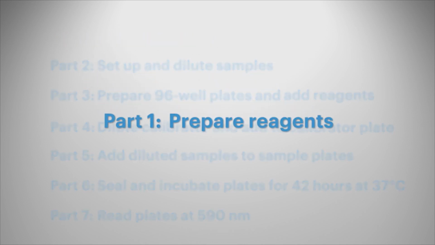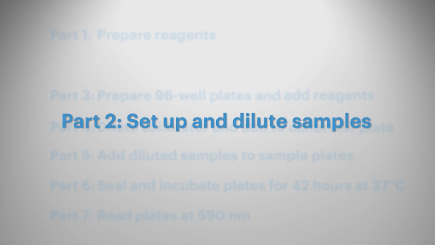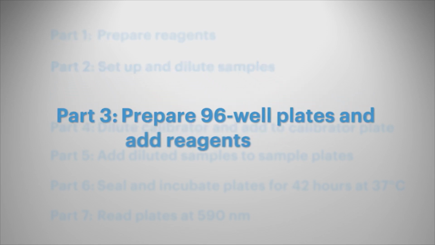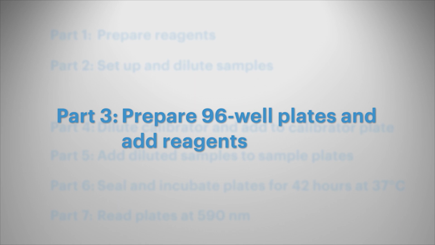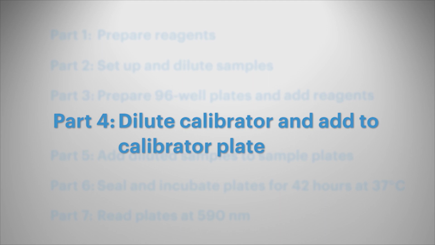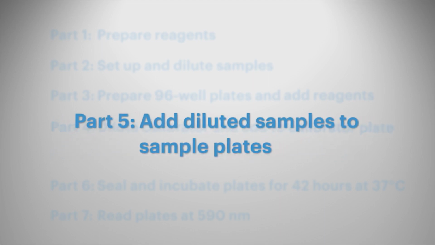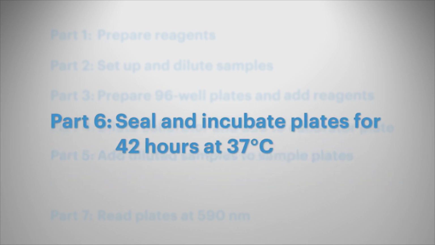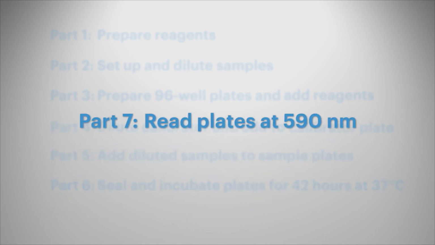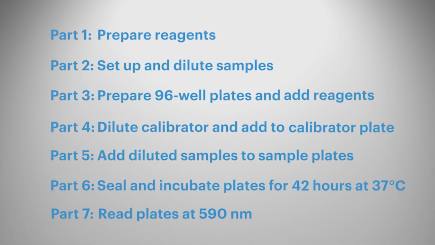Prepare reagents. Set up and dilute samples. Prepare 96 well plates and add reagents. Dilute calibrator and add to calibrator plate. Add diluted samples to sample plates. Seal and incubate plates for 42 hours at 37 degrees Celsius. Read plates at 590 nanometers.